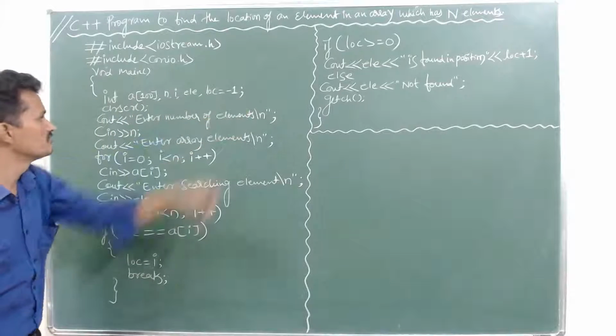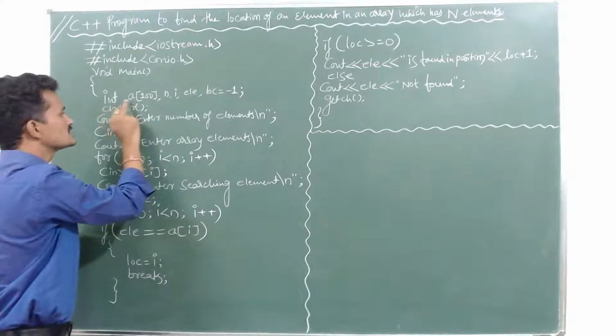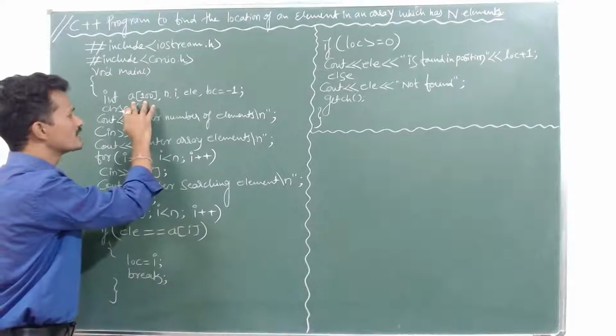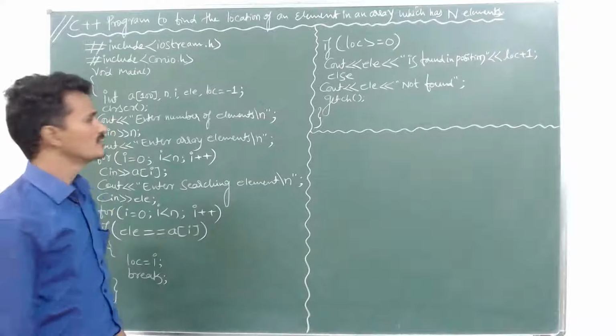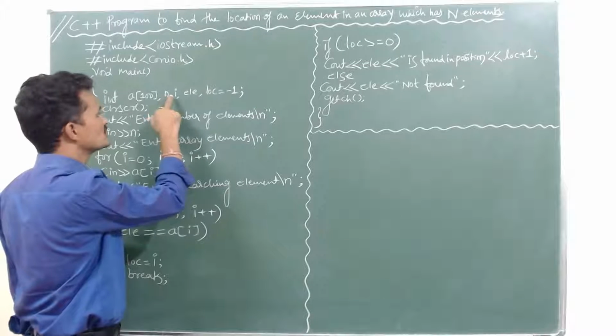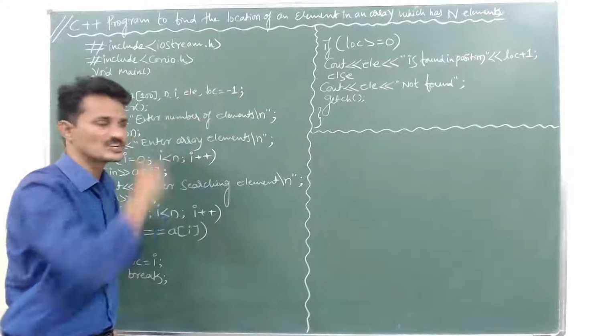Then comes the declaration of the variables. int is the data type, that is nothing but an integer data type. A of 100 is the array, it's a one-dimensional array. N is the size of the array, to accept how many elements. I is for looping, element is the searching element.